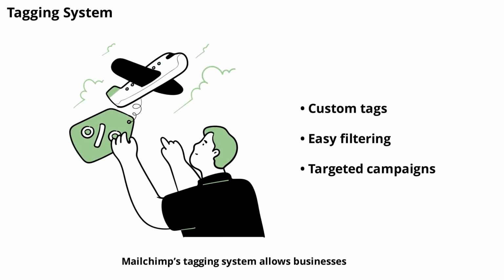Mailchimp's tagging system allows businesses to organize contacts with custom tags. Tags make it easy to filter, segment, and target specific groups for campaigns. This flexible system helps businesses manage their audience more effectively and deliver relevant messages.